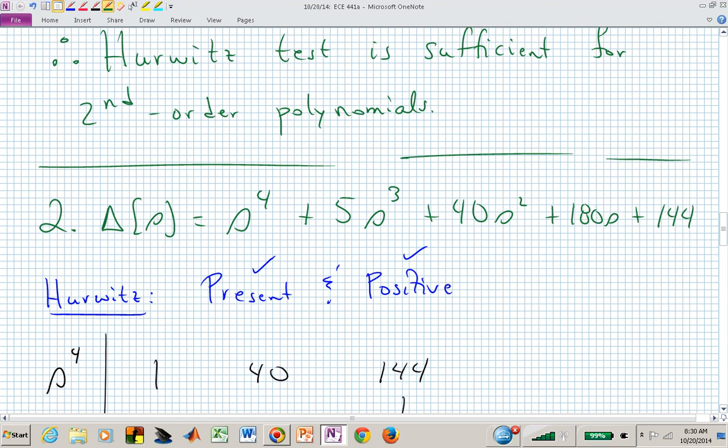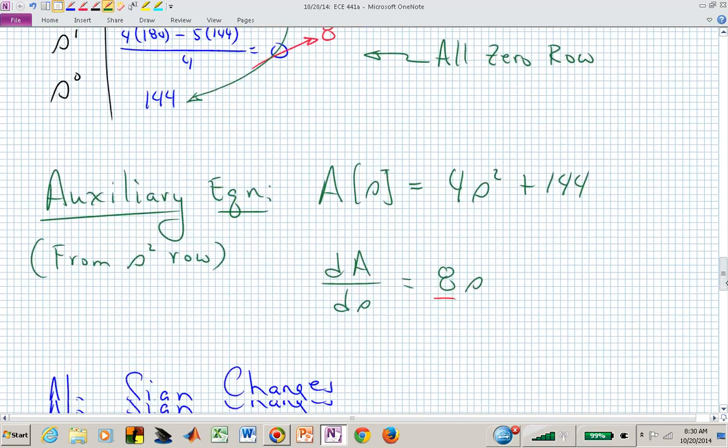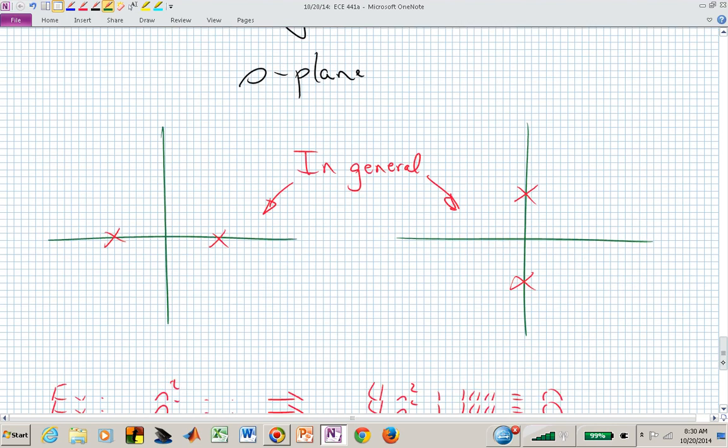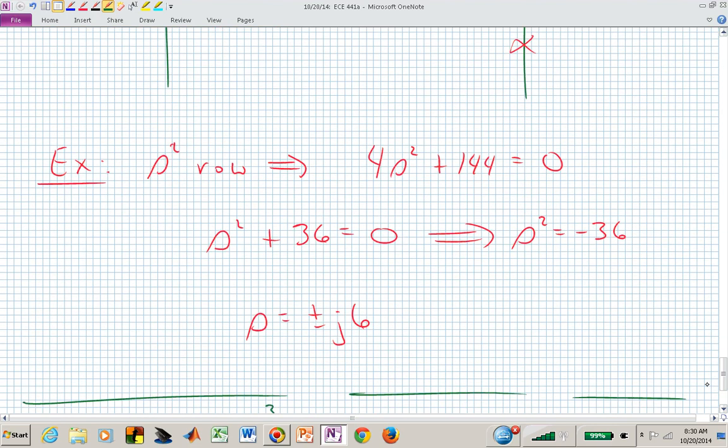So that now, in this fourth order polynomial, you do have a second order factor that's s squared plus 36. You could factor that out of this delta of s. So the question was, those symmetric roots that we found from our Routh array, all 0 row, and going one above to get this picture, do those actually belong to the original polynomial? And yes, they do.